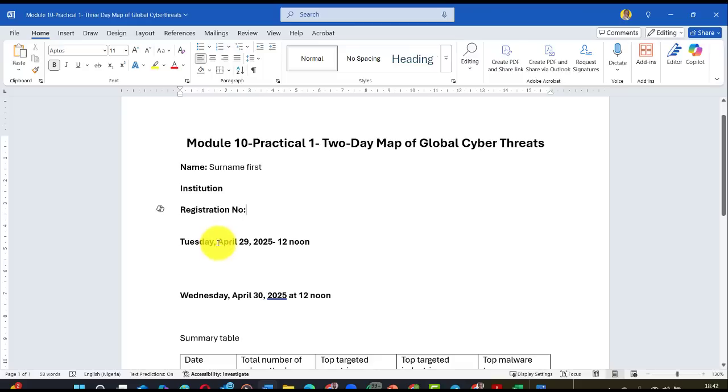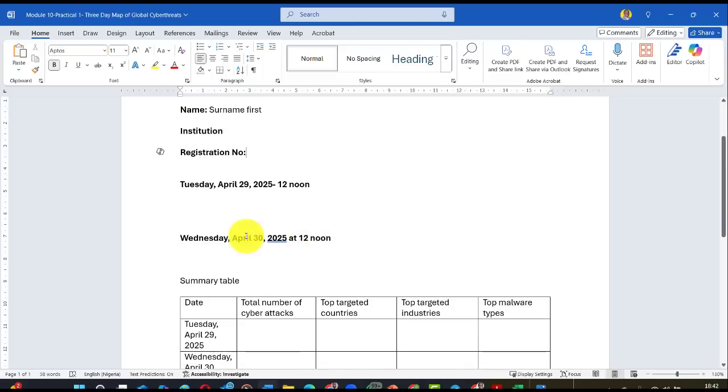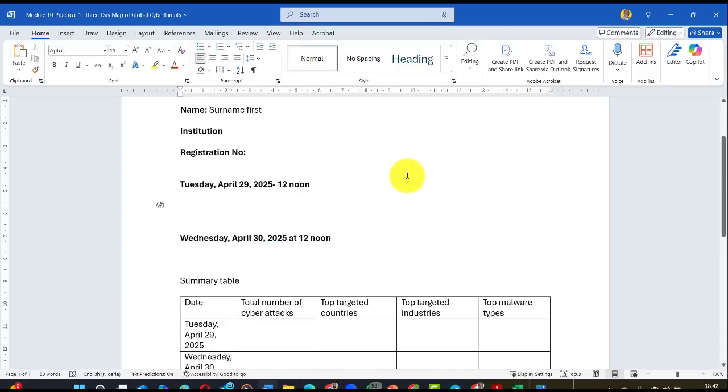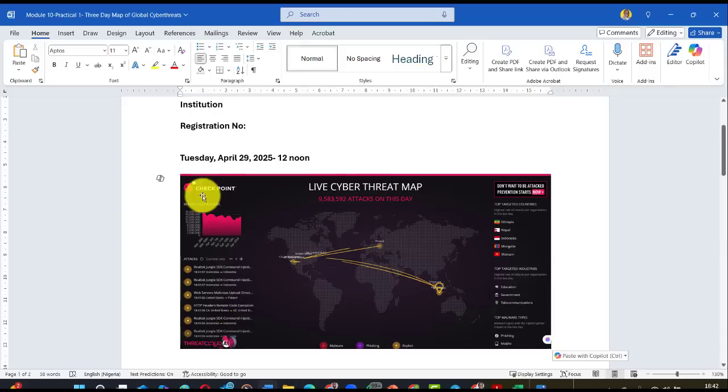Then assume it's on Tuesday, April 29th that I'm taking this at 12 noon. Then the other one for Wednesday has to be also at 12 noon. So what am I going to put here? You are going to paste. If you do Control V, you are going to paste this cyber threat map for that day, for Tuesday.